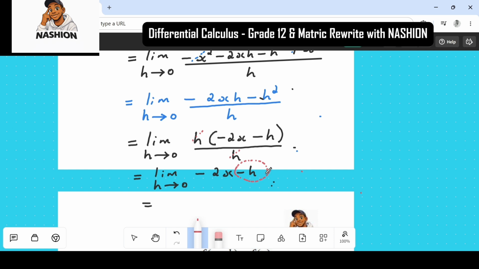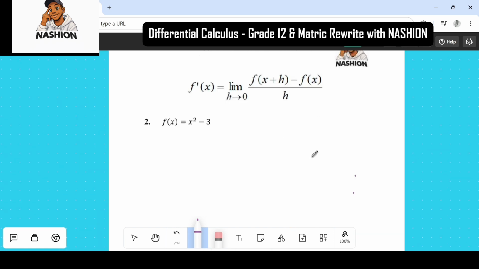We are left with negative 2x as our final answer. And checkmate. Next customer, please. Question 2. f of x is equal to x squared minus 3. 5 marks, the same process. How to start, how to continue, and how to finish.